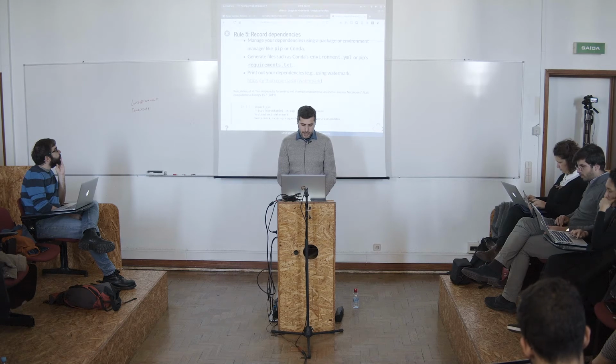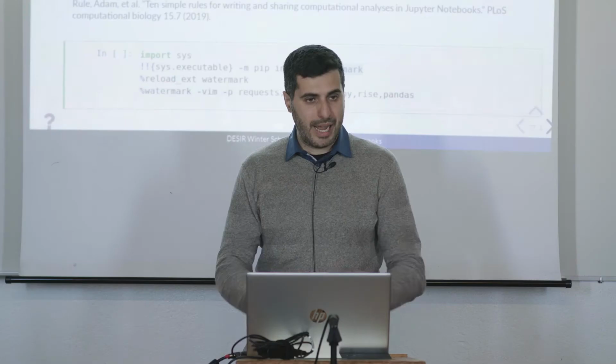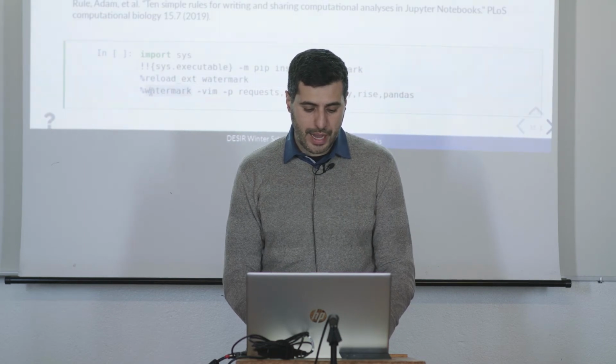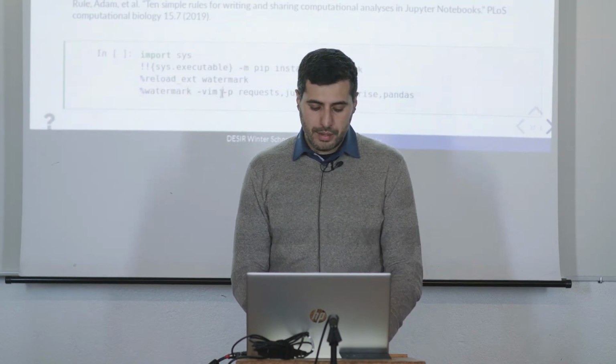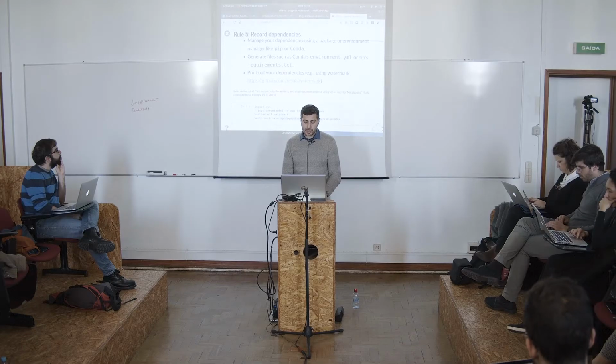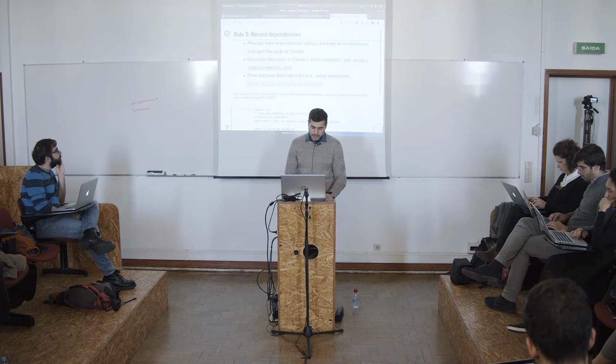This is an example, okay? So here I'm just installing watermark. This is a cell execution. I'm reloading the extension, and then I'm saying, okay, watermark, print nicely with some parameters, the versions of Request, Jupyter, NumPy, Rise, and Pandas. Then it should have printed all the versions of the libraries that I have listed. Okay?